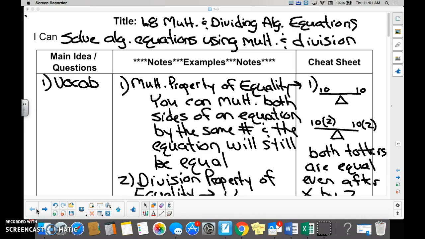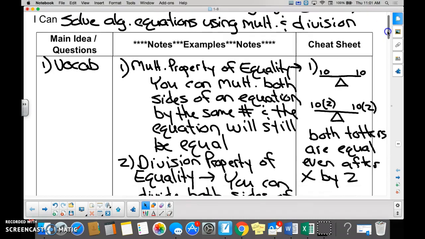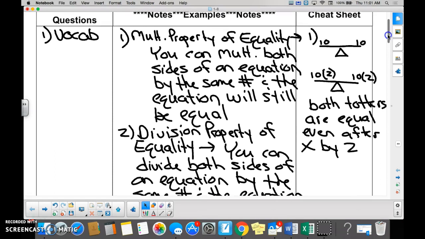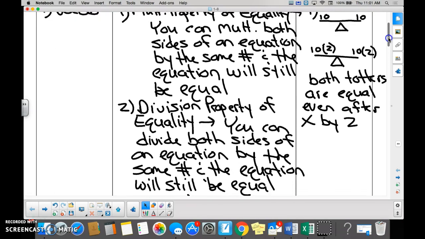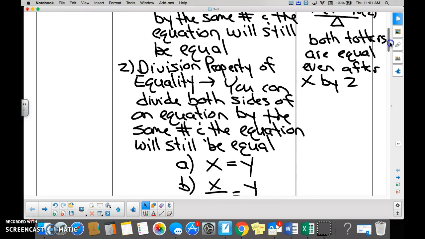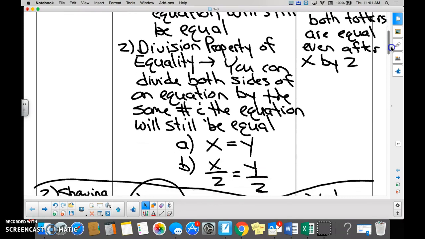Awesome, thank you, David. We have two new properties of equality, which should be pretty okay for you since we've already done properties of equality in addition and subtraction. They are multiplication and division. Basically, it's saying what you do to one side, you do to the other side.